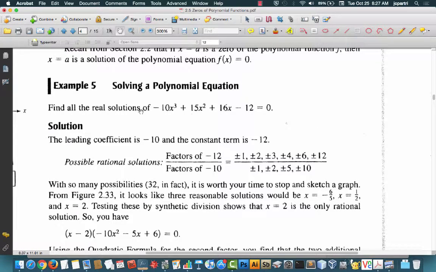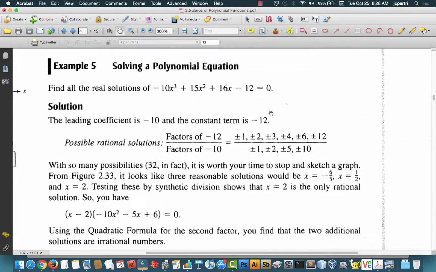Find all the real solutions of -10x cubed plus 15x squared plus 16x minus 12 equals 0. The leading coefficient is -10, and the constant term is -12. So we find all the factors of -12, which are plus or minus 1, plus or minus 2, plus or minus 3, plus or minus 4, plus or minus 6, plus or minus 12. We find all the factors of -10, which are plus or minus 1, plus or minus 2, plus or minus 5, plus or minus 10.